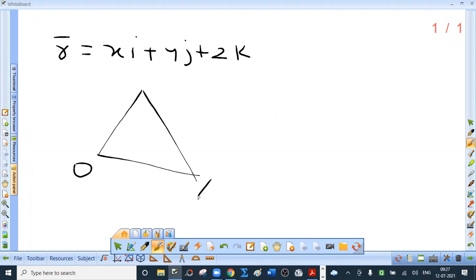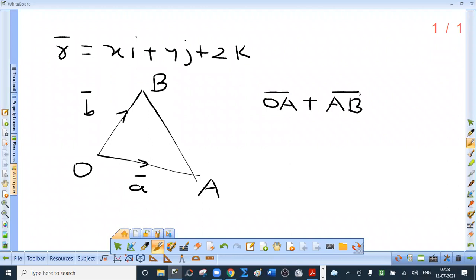Suppose this is origin, this is A, this is B. These are the 2 points. OB bar is B bar, OA bar is A bar. Now, by triangle law of addition of vectors, clearly OA bar plus AB bar equal to OB bar. Do you agree with me? By triangle law of addition of vectors.